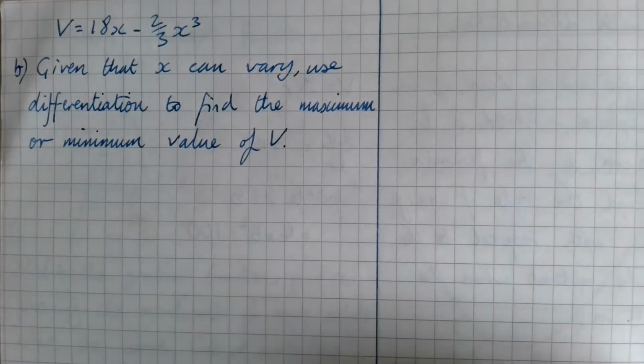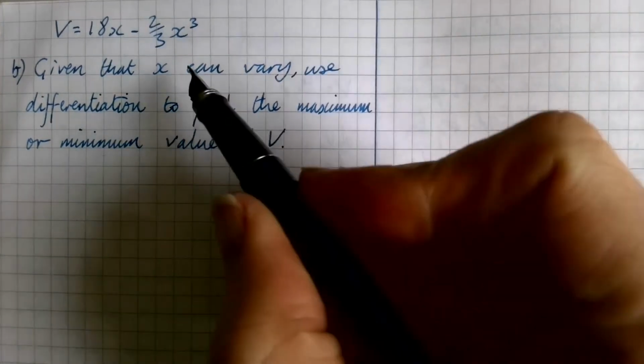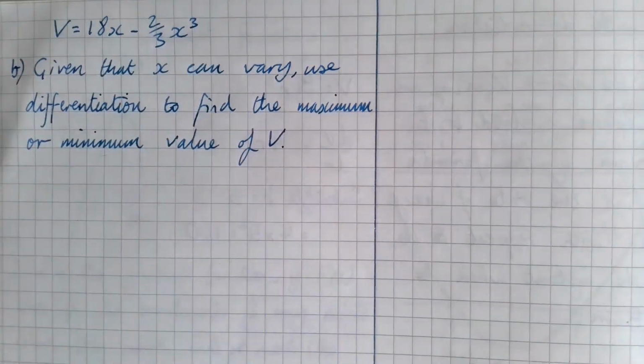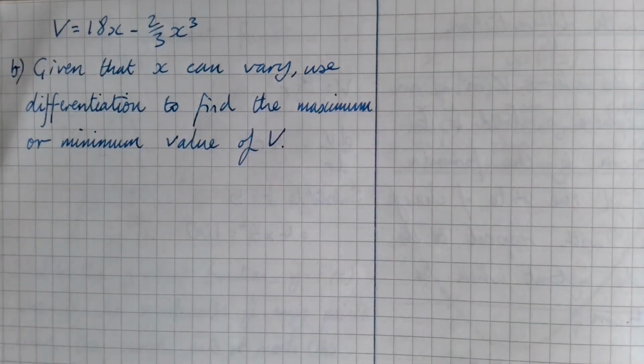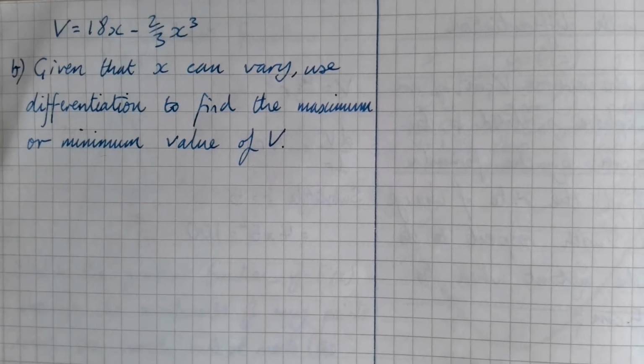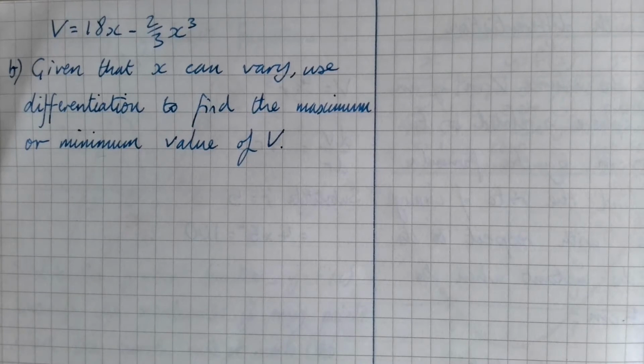So now we want to know what value of x is going to give us the best size for our tank. Given that x can vary, use differentiation to find the maximum minimum value of v. So this is where we start to really solve something.